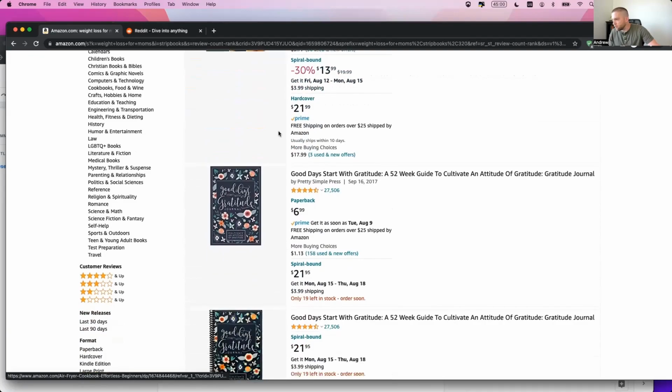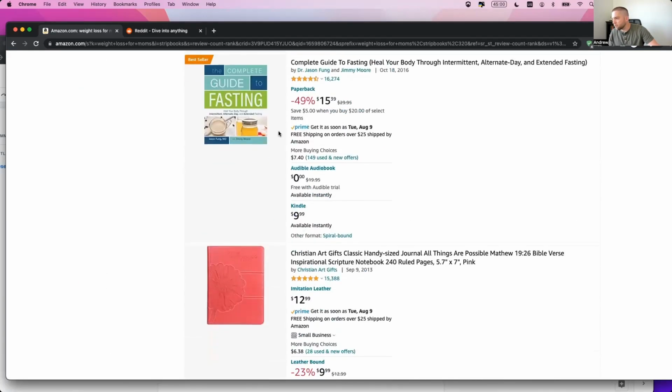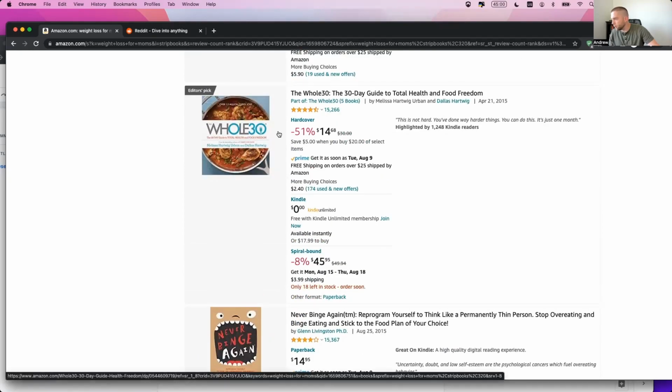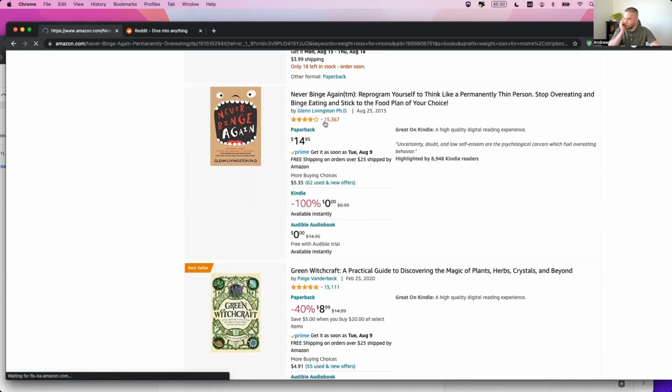Let's see if we can find one. Finding something at this point is tough. We had fasting. I'm trying to find something that's a little closer to women. So if we were to go with a binge eating thing, which might be part of it, we'll see if we can find this. Let's go ahead and open up these reviews and see what we can do.